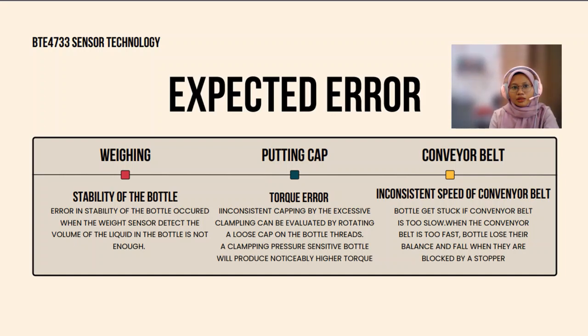On a conveyor belt, errors happen because the speed of the conveyor belt is inconsistent. When the conveyor belt speed is too slow, bottles get stuck at the first stopper. The flow is disrupted and the mover damages them. When the conveyor belt speed is too fast, bottles lose their balance and fall when they are blocked by a stopper, and if they continue, they are damaged by the mover.